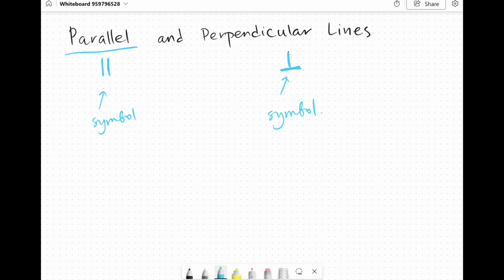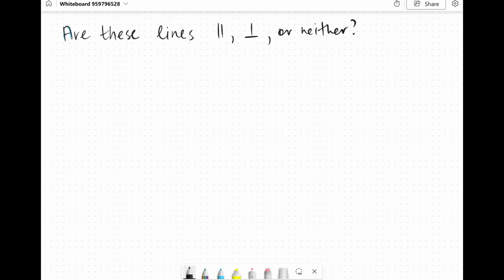So let's go ahead and look at some examples. The first few problems will ask you the exact same question: are two given lines parallel, perpendicular, or neither? Here is number one.